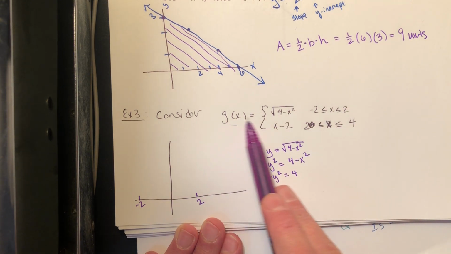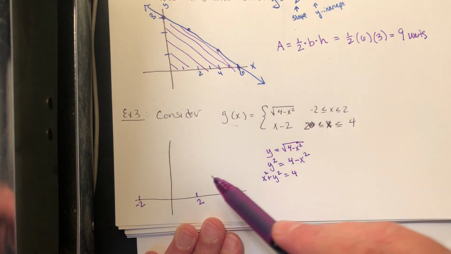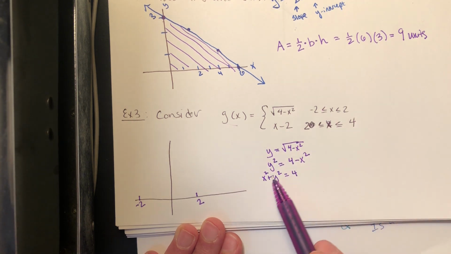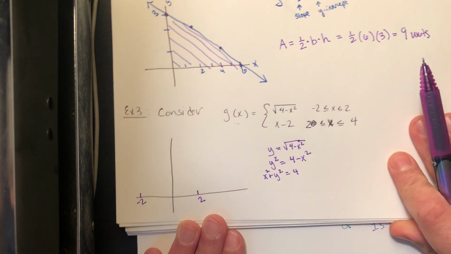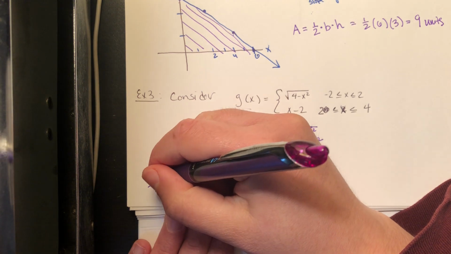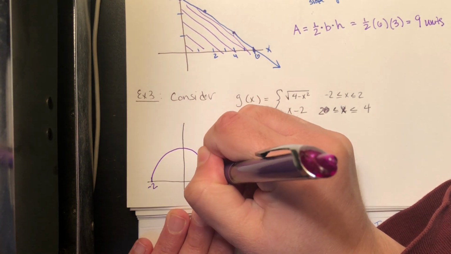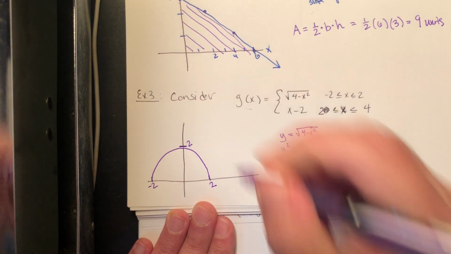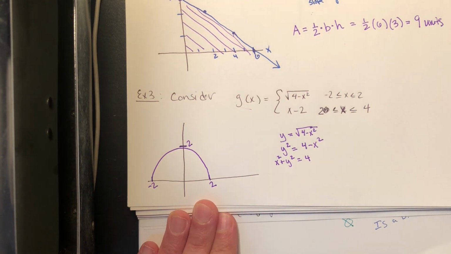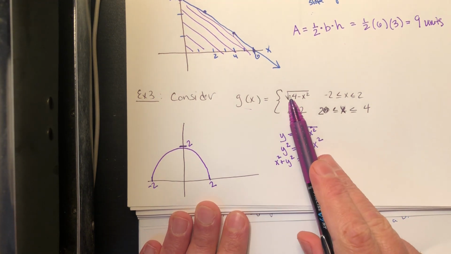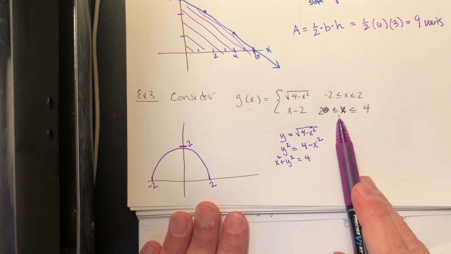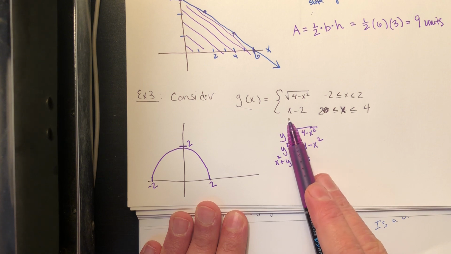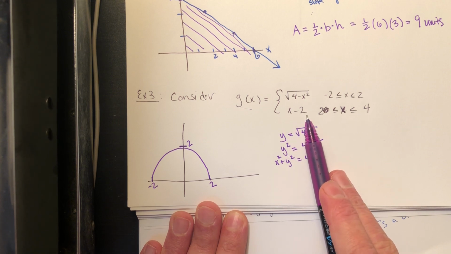So this graph is going to look like the top half of a circle between -2 and 2, for a circle that's centered at the origin and has a radius of the square root of 4, which is 2. Okay, so this graph really just looks like this. And it's going to hit the y-axis here at 2. So this is going to give you the first part of this graph, and then for x values that are bigger than 2, we're going to use this linear equation, g of x is equal to x minus 2.